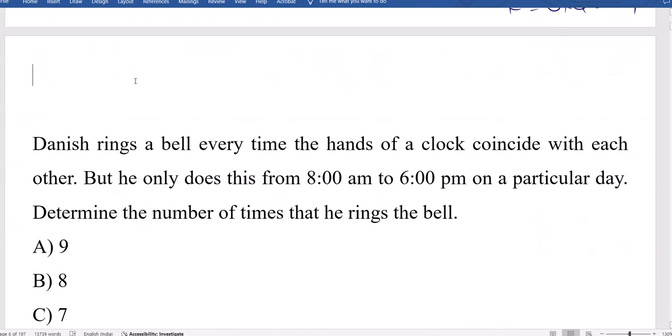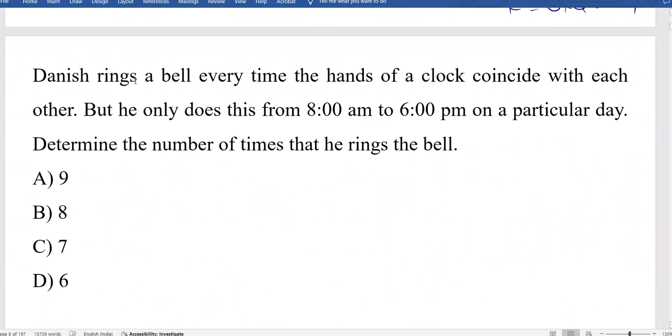Next one. Danish rings a bell every time the hands of a clock coincide with each other, but he only does this from 8 a.m. to 6 p.m. So when he is ringing a bell is when the hands are coinciding. Irrespective of the timings, there is one logic here, and a lot of the options are very close.